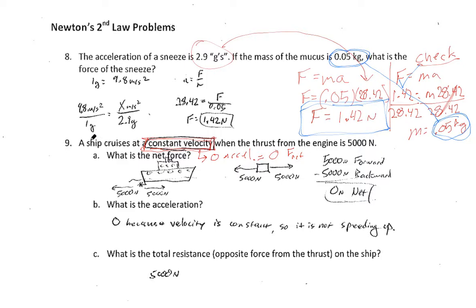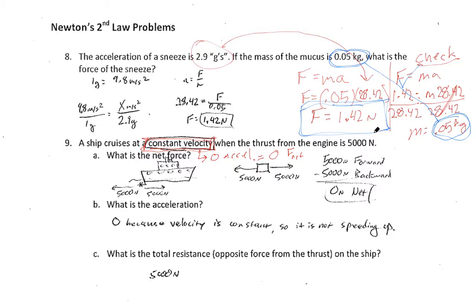So another way of looking at this is, instead of reading it as a ship cruises at a constant velocity, you just say a ship is not accelerating as the thrust of the engine is 5,000 newtons. So you may be wondering, well, the thrust of the engine is 5,000 newtons. That's a lot of force. Then how the heck isn't it accelerating?